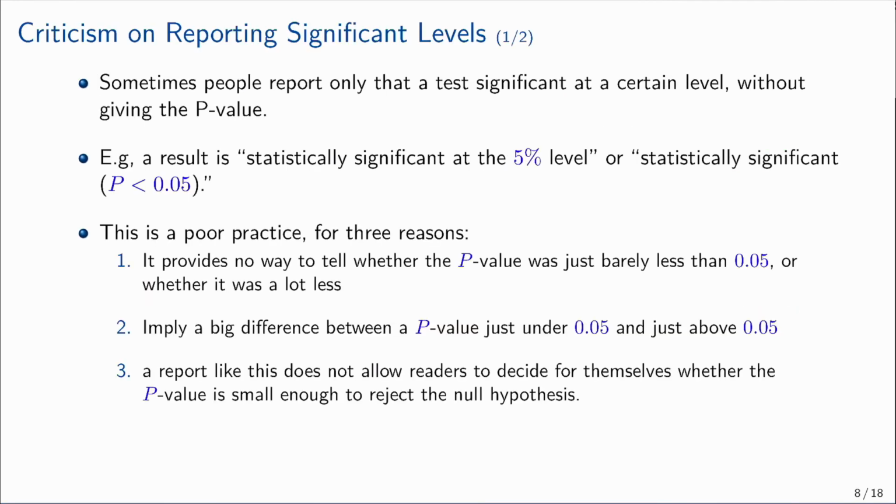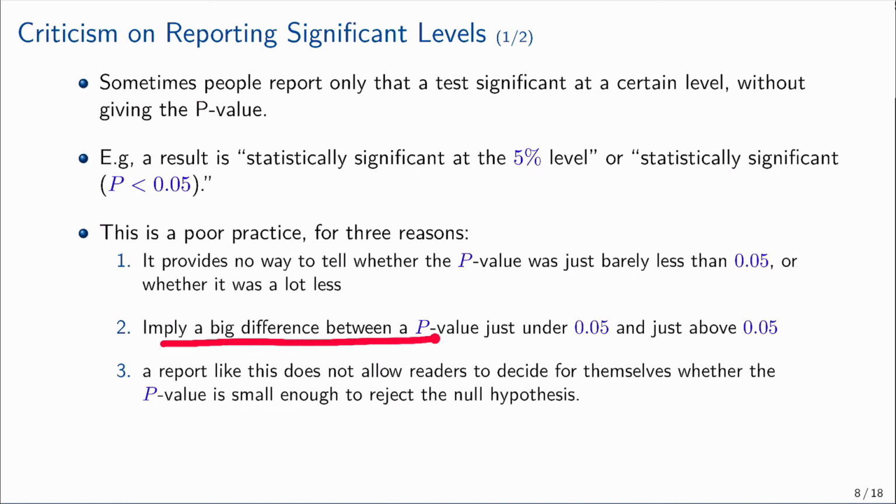How should we report the results of a hypothesis test? Well, sometimes people report only that the test is significant at a certain level without giving the p-value. For example, the result is statistically significant at the 5% level or statistically significant at p less than 0.05. This is generally not a good idea for three reasons. First, it provides no way to tell whether the p-value was just barely less than 0.05 or whether it was a lot less.